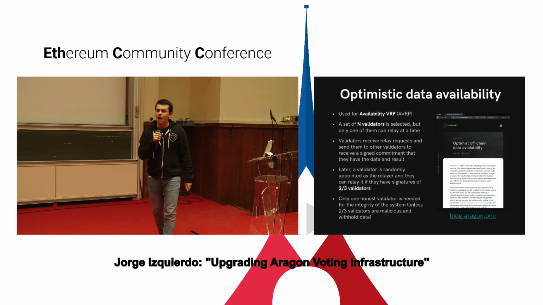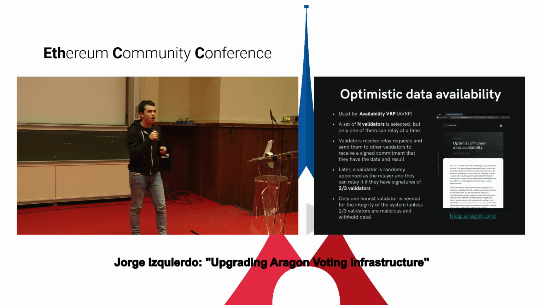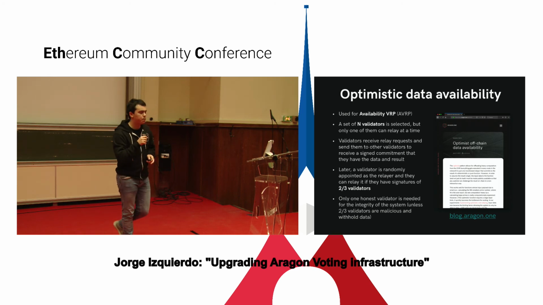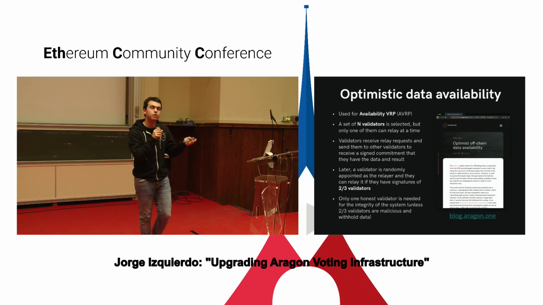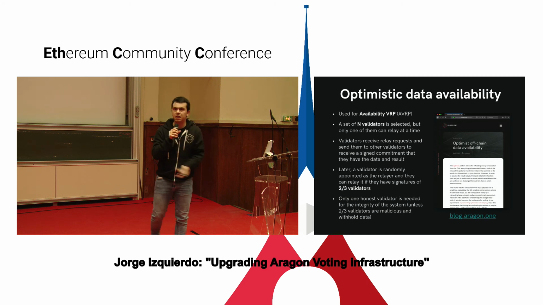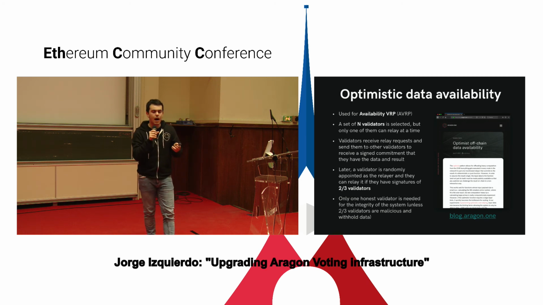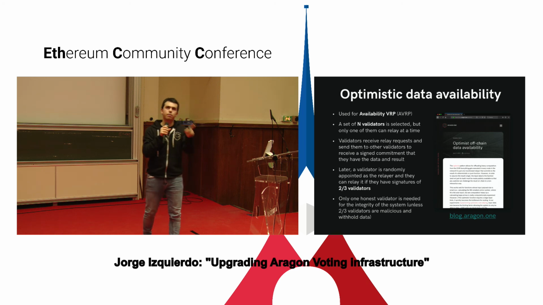So with this, our latest research has been around this new mechanism that we're calling optimistic data availability, and we're actually doing another relay protocol that we're calling AVRP. And the idea here is that rather than having just one relayer that can submit votes, you actually have a set of n validators, and that could be a number like 11 or whatever, and you decide randomly which of these validators will be appointed the relayer for each period of time.